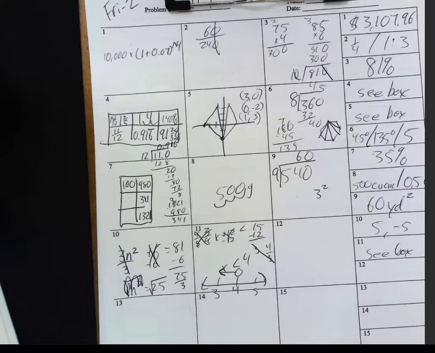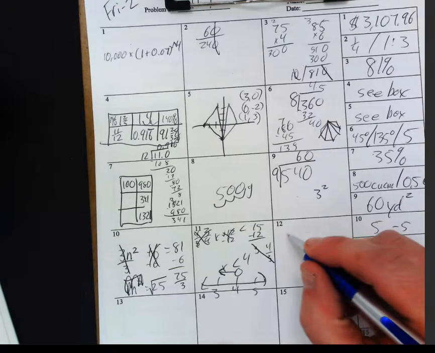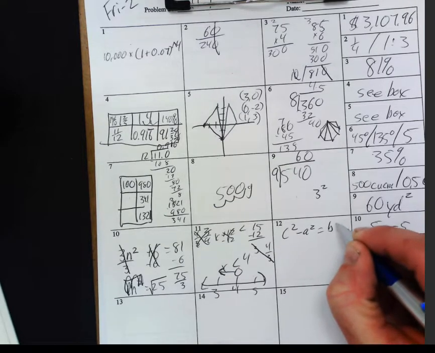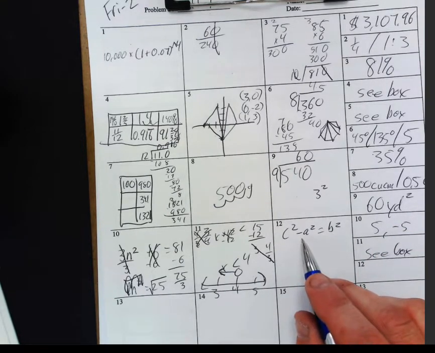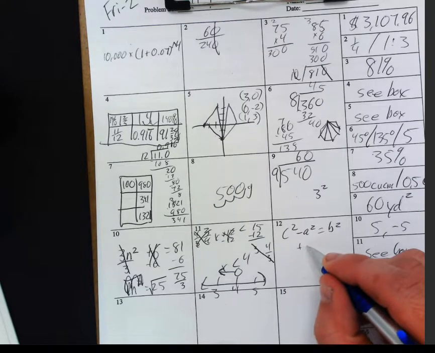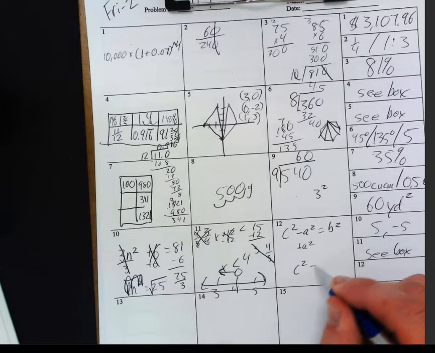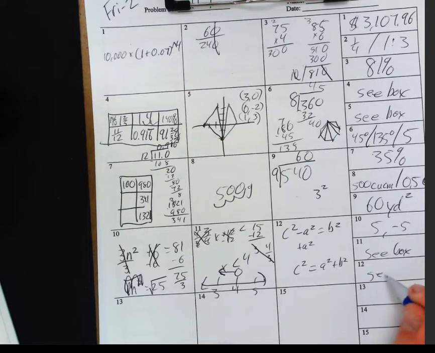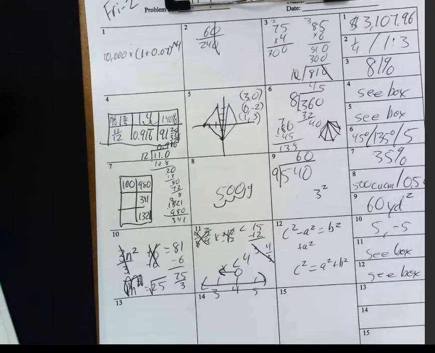Number 12. Solve for c squared. C squared minus a squared equals b squared. Well, guys, how do you get rid of minusing a squared? You add a squared. So c squared equals a squared plus b squared. Welcome to Pythagorean's theorem. Backwards.